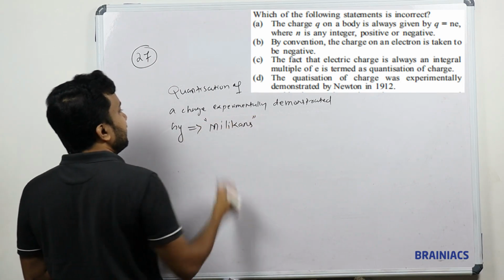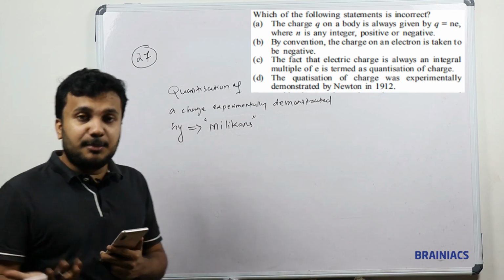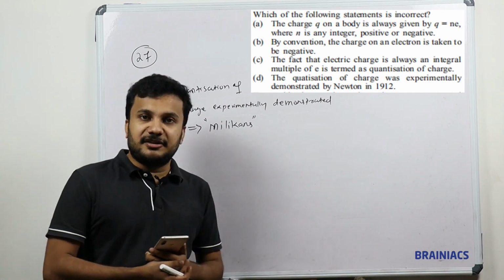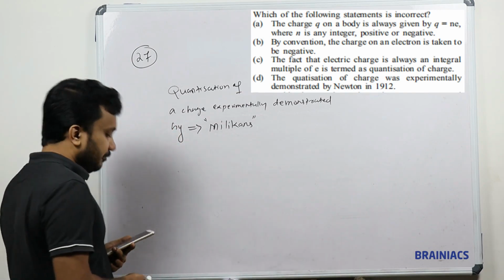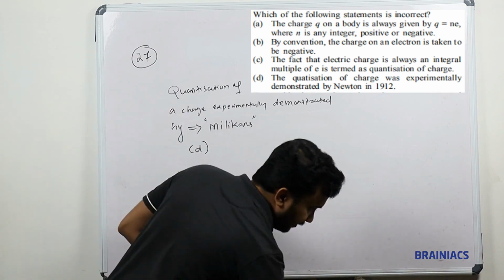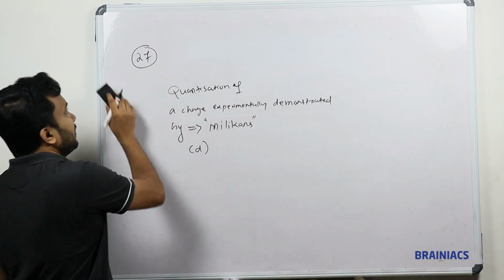Millikan is a scientist who created a model of quantization of charges. So option D is the incorrect statement, all others are right statements. So your answer is option D. Option D is a wrong statement. We needed to find the incorrect statement. So we'll move to the next question.